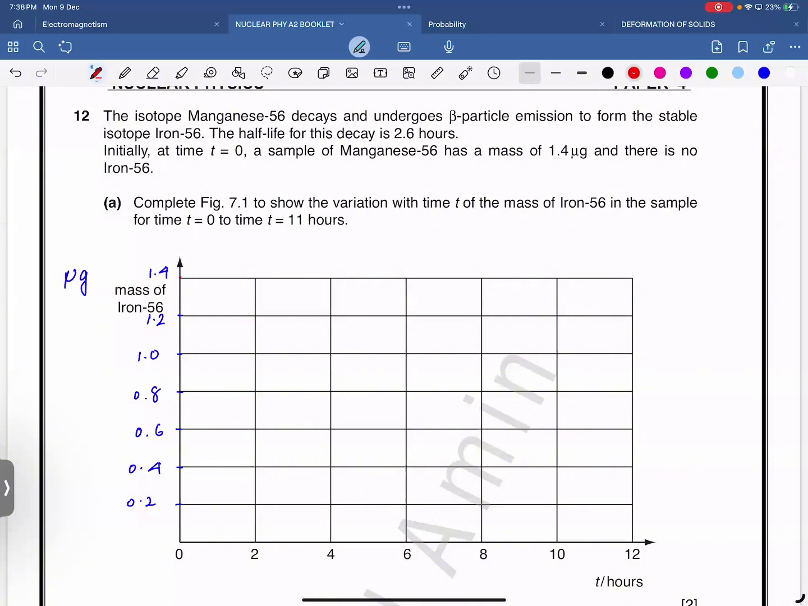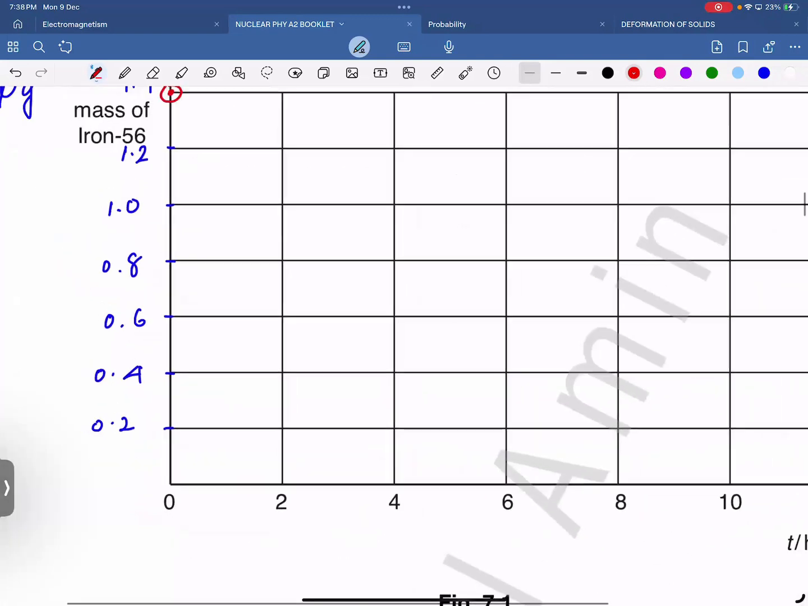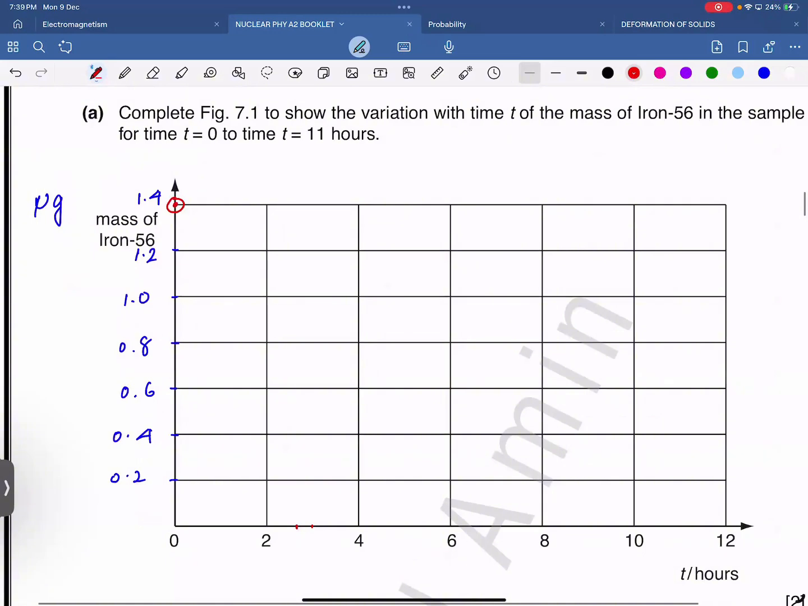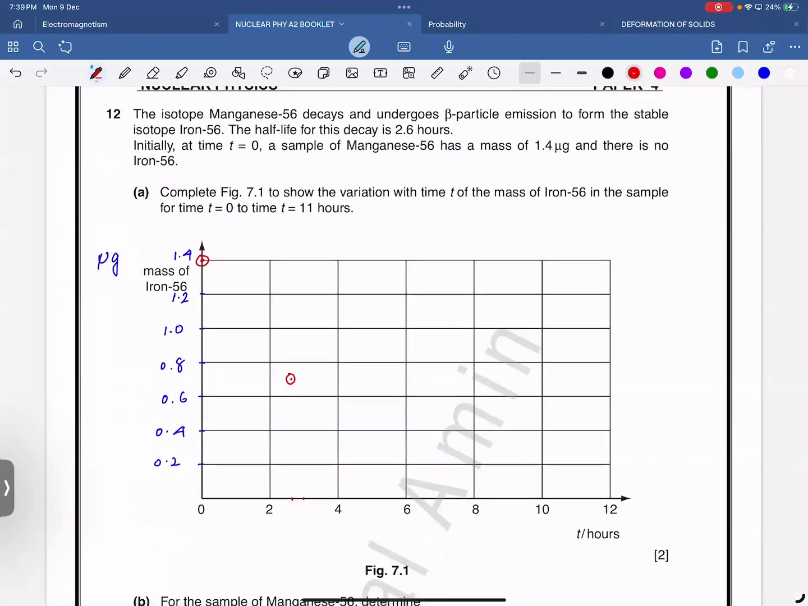So initial is 1.4. Now when the half-life is 2.6, it will be 0.7. Now where do you think 2.6 is? Somewhere here? Yes, 0.7. Then 2.6 and 2.6 is 5.2. Here is 5. So at 5.2 it will be 0.35, right?